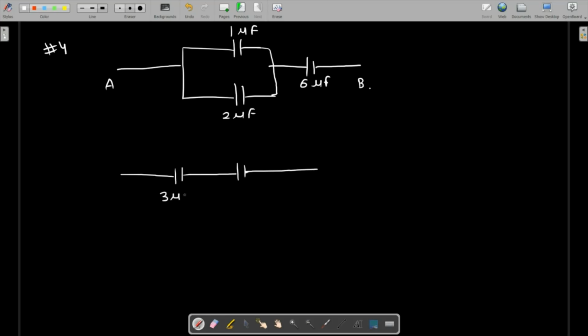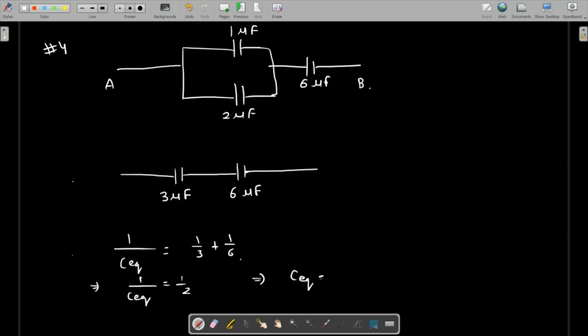So 2 plus 1 is 3. So that's 3 microfarad, and 6 microfarad is already outside. So now these are in series connection. So for series connection, 1 over C equivalent is going to be 1 over 3 plus 1 over 6. And 1 over 3 plus 1 over 6 is 1 over 2. So this means that 1 over C equivalent is 1 over 2, which means that C equivalent is 2 microfarad.